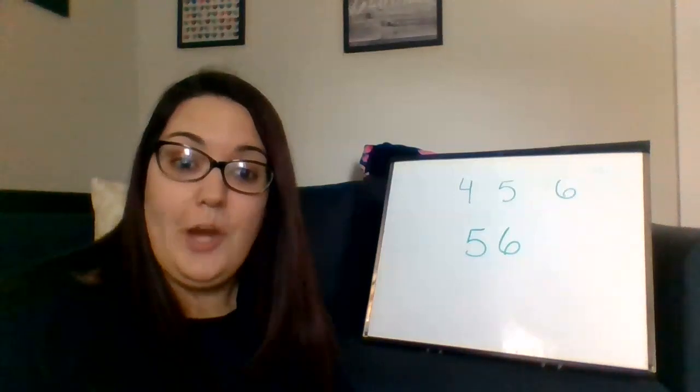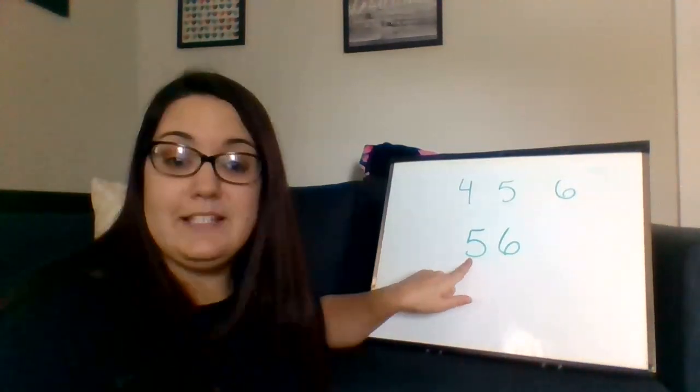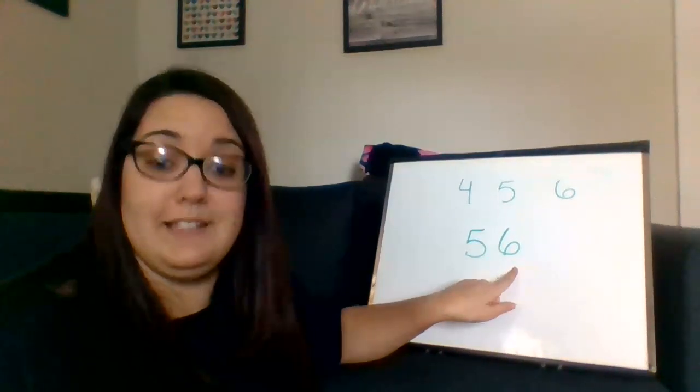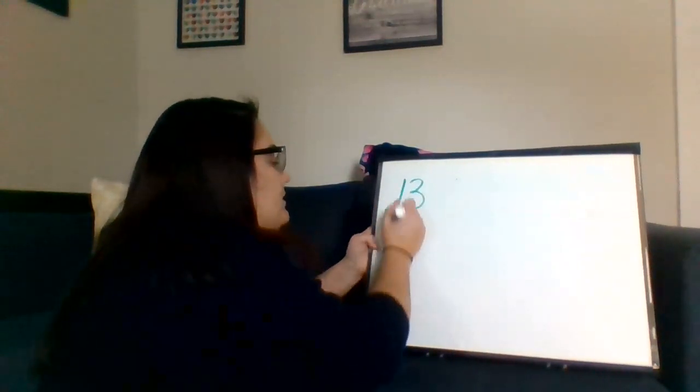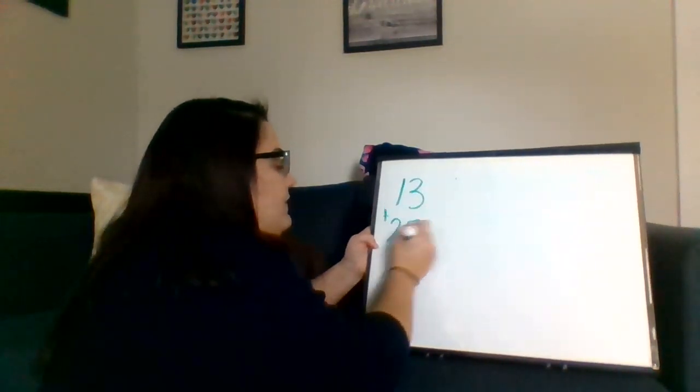When we are adding two-digit numbers and drawing pictures, we need to make sure we know that the tens place is on the left and the ones place is on the right. Okay, let's start by adding together two-digit numbers. So we're going to add together the numbers 13 plus 25.